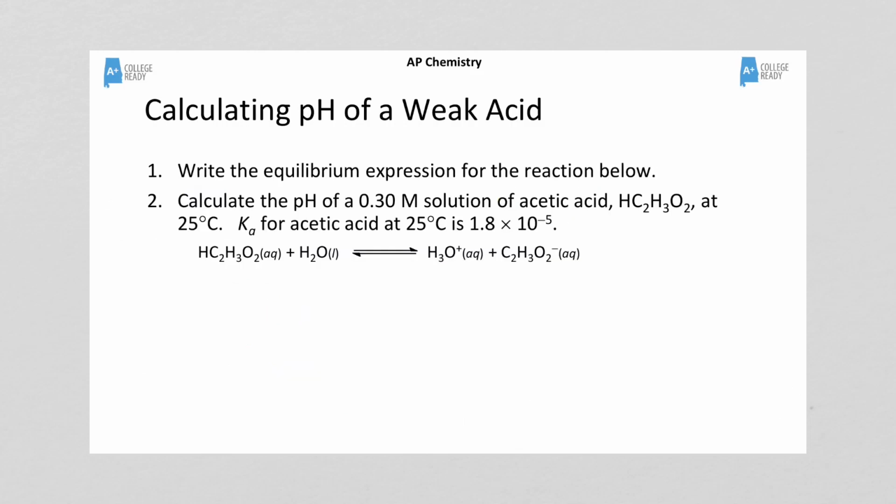So let's go over a reminder of the pH of a weak acid. First we're asked to write the equilibrium expression for the reaction below. Then the question is to calculate the pH.